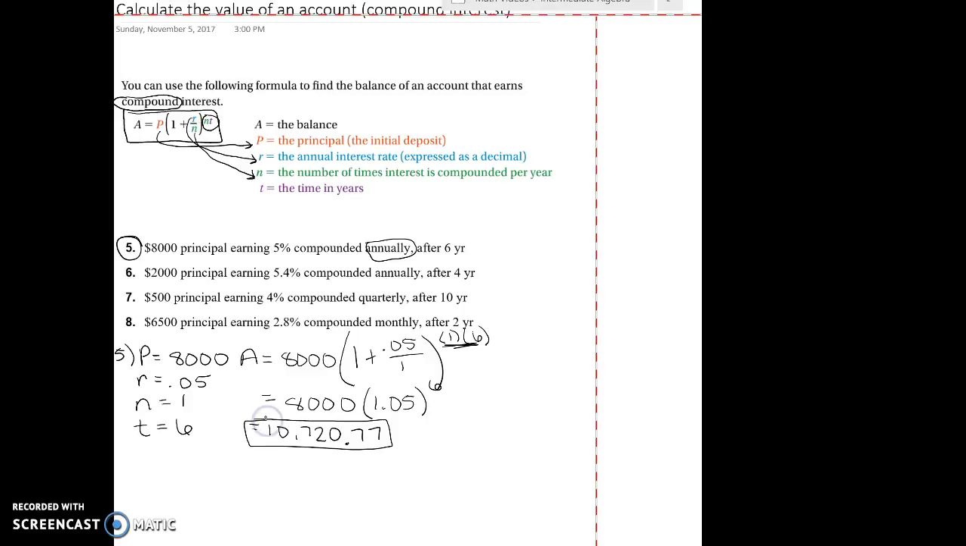So that means if you take your $8,000 and you set it in that account and you don't touch it for 6 years, all of a sudden you're ending up with what? $2,720 more dollars than how you started.